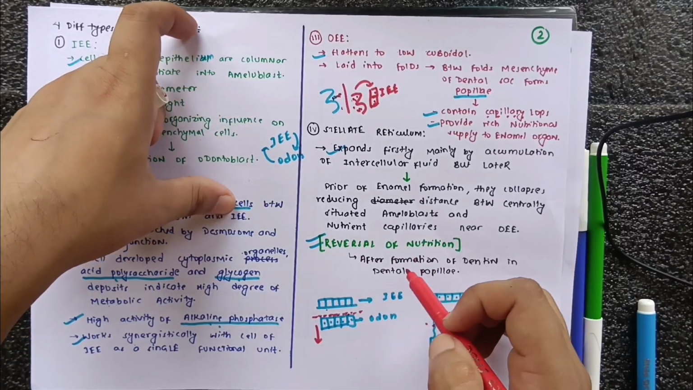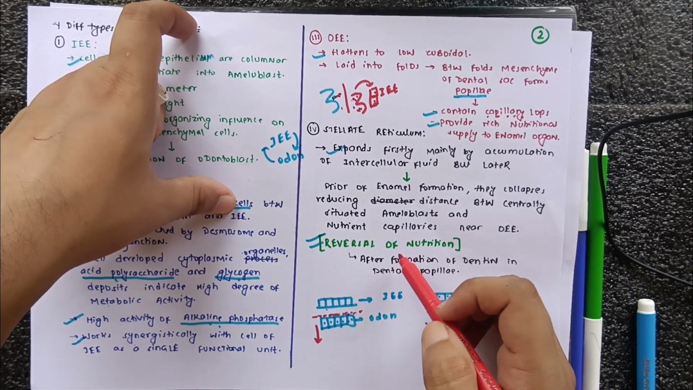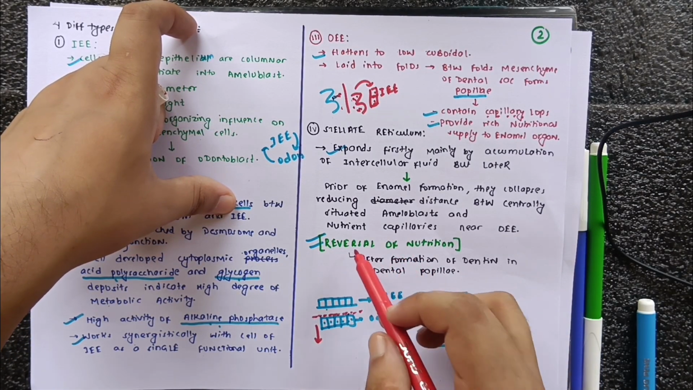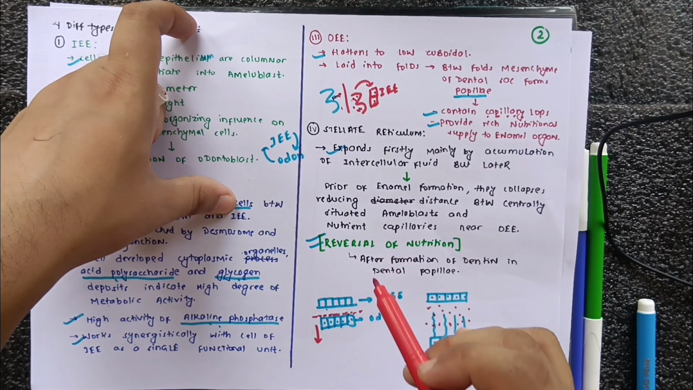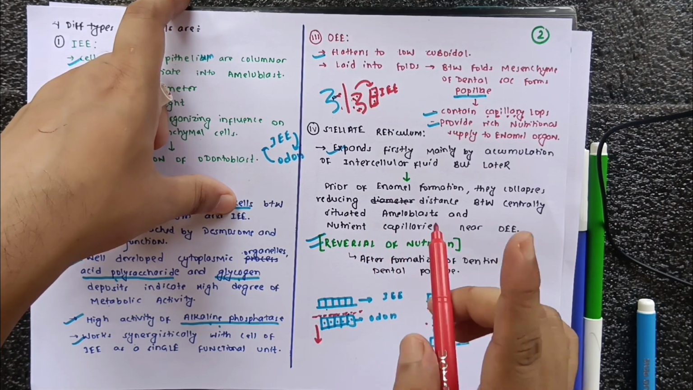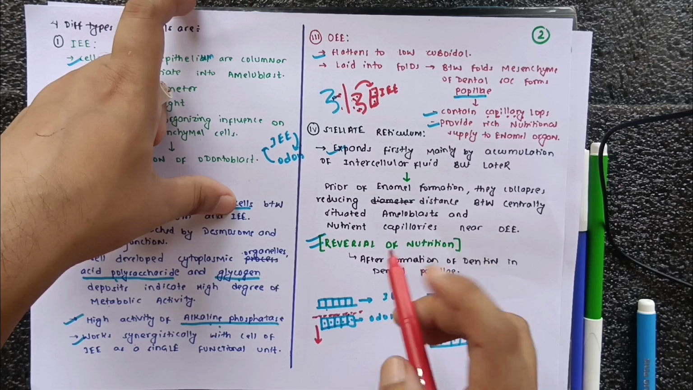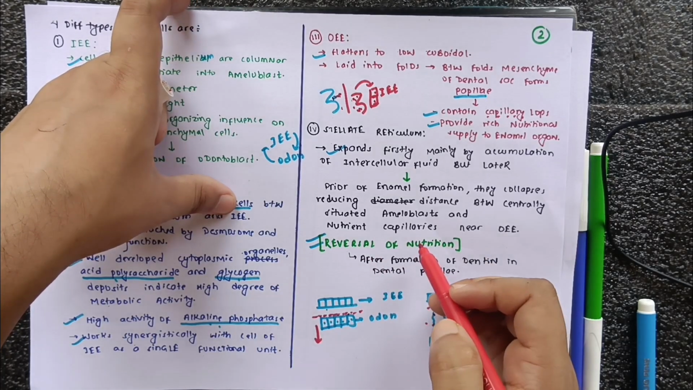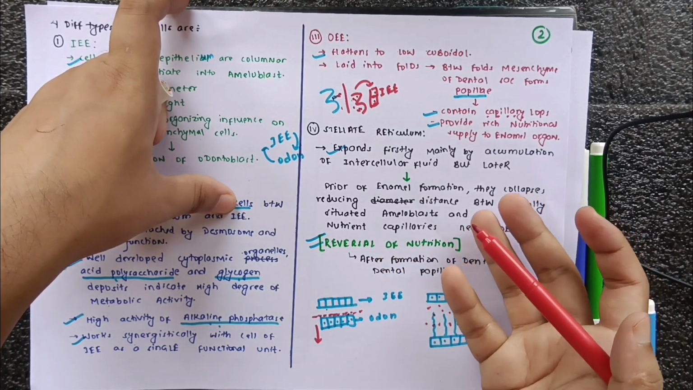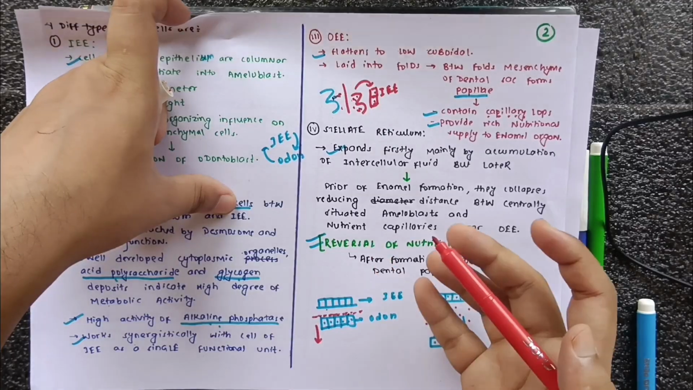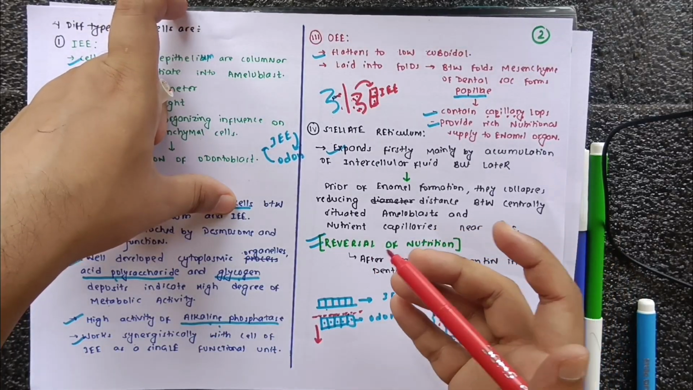This is one of the most distinguishing and most important features of the early bell stage, and this feature makes this stage a critical stage in tooth development. If this reversal of nutrition did not happen, the enamel organ would have been working for nothing. It would have died.